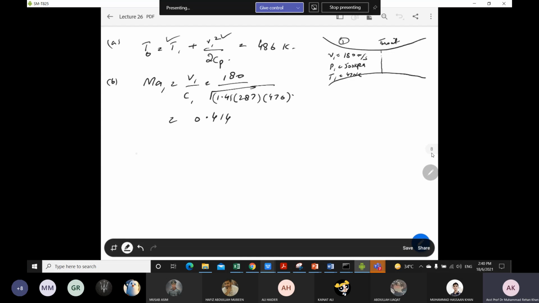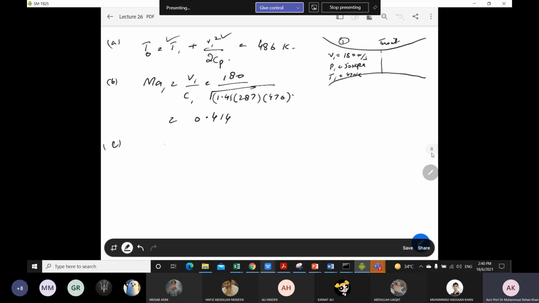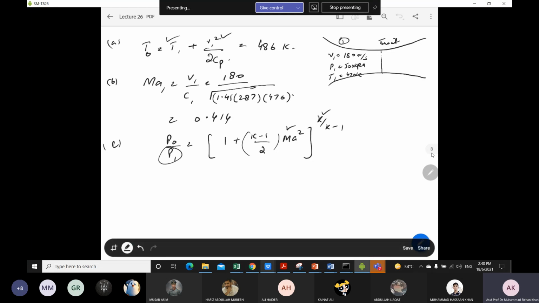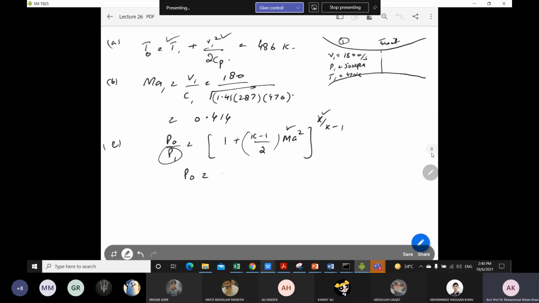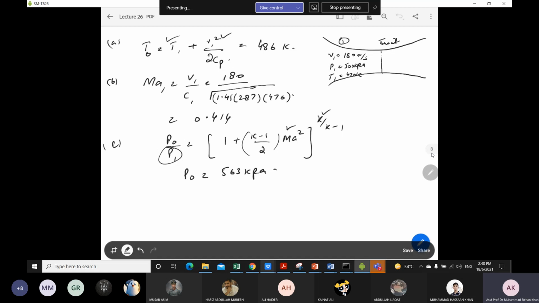So the solution for part C. In part C, we have to find the stagnation pressure. You already know the relation: P naught divided by P1 is equal to 1 plus K minus 1 divided by 2 Mach square, raised to K divided by K minus 1. Simply you need to put the value of Mach and the K value, the specific heat ratio for air, and P1 is already known to you from the problem statement. So you can easily find P naught. P naught is equal to 563 kilopascal. So this is the solution for part C.